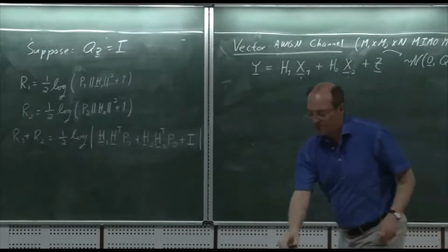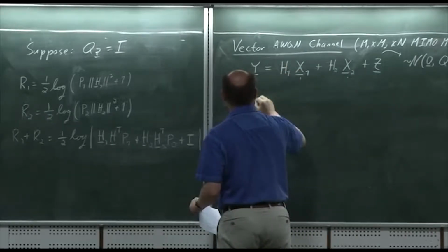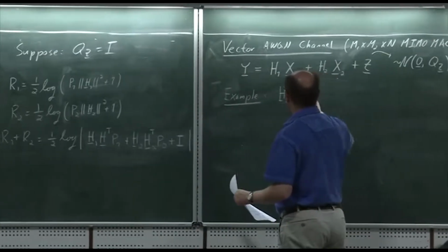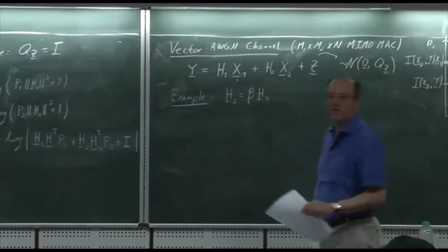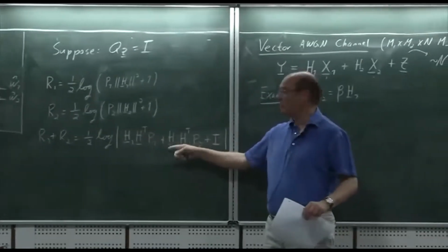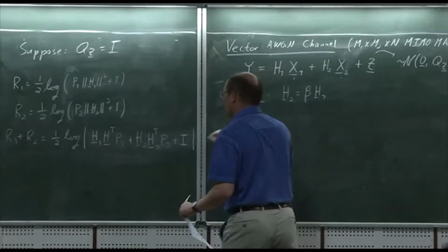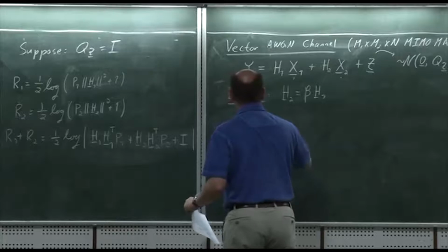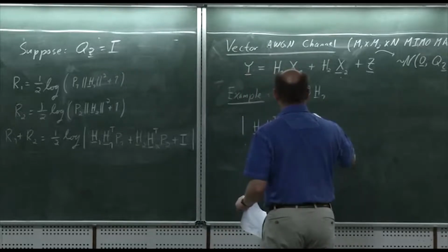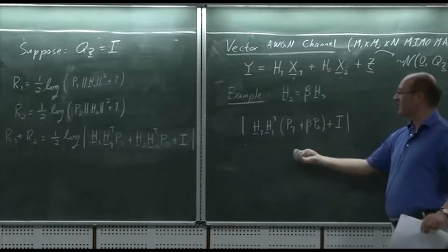So one example is, for instance, suppose they're perfectly aligned. Suppose H2 is just beta H1. So suppose these were collinear. If they're collinear, well then we can just write here beta H1 H2 transpose. So then what's in here becomes H1 H1 transpose P1 plus beta P2 plus I, and the determinant of this is again the same form as before.